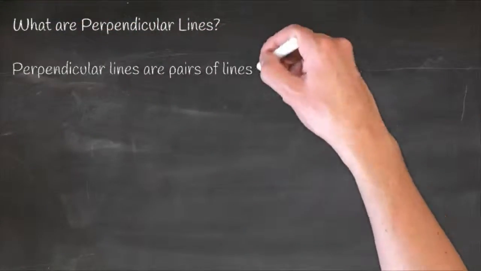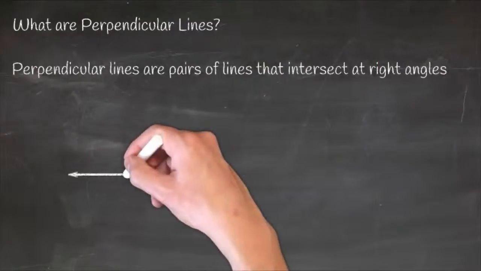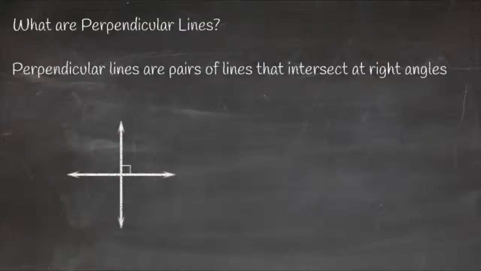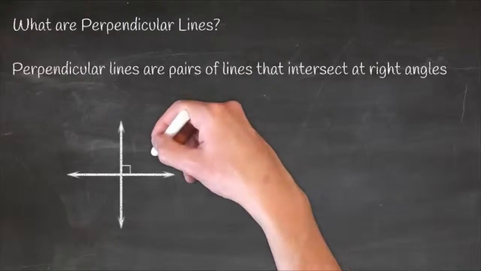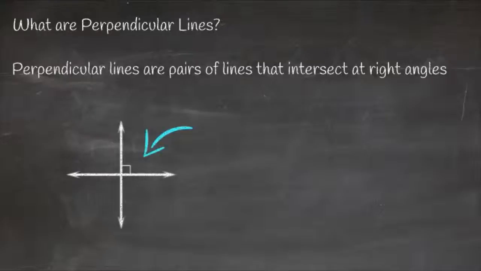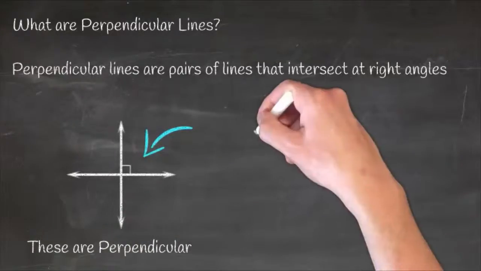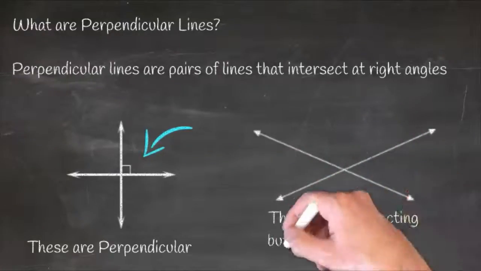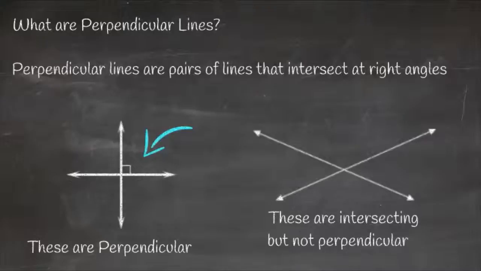So what are perpendicular lines? Perpendicular lines are a pair of lines that intersect to form a right angle. If we take a look on the left, you see we've got a set of lines that intersect. You see we've got the right angle symbol right there. That means those are perpendicular. We look at the ones on the right. These are intersecting lines, but there's no right angle symbol, and you can obviously tell that that's not a right angle. So those are intersecting, but not perpendicular.